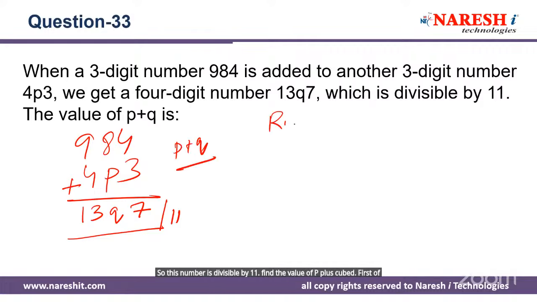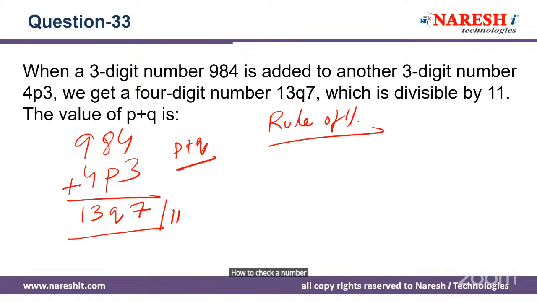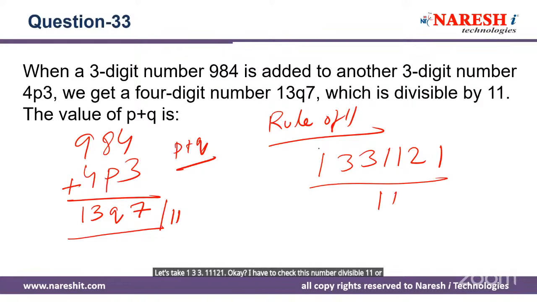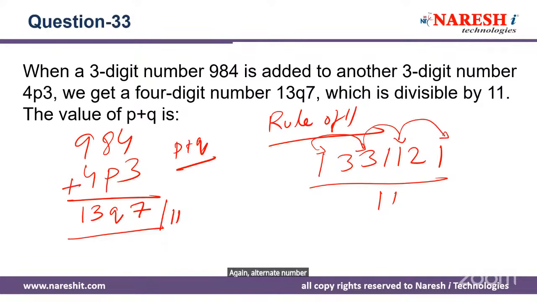First of all, please understand what is the rule of 11. How to check a number is divisible by 11 or not. I'll take an example. Let's take 1331121. I have to check this number divisible by 11 or not. See how. Start with the first digit. Add with the alternate number. Again, alternate number. Again, alternate number. Add everything. Sum it.